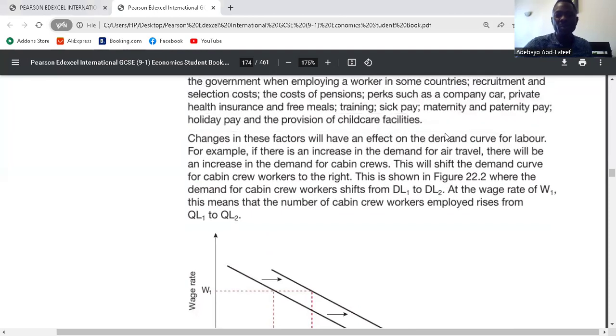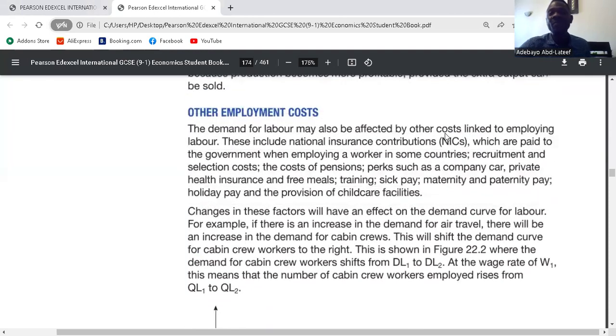So when we talk about other employment costs, they said the demand for labor may also be affected by the other costs linked to employing labor. This includes national insurance contributions, which are paid to the government when employing a worker in some countries, recruitment and selection costs, the cost of pensions and the rest.